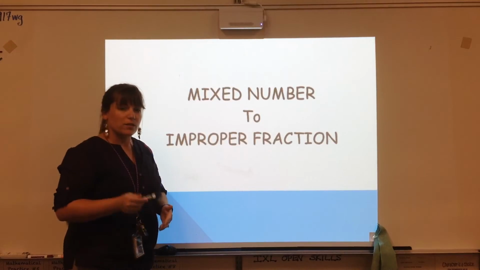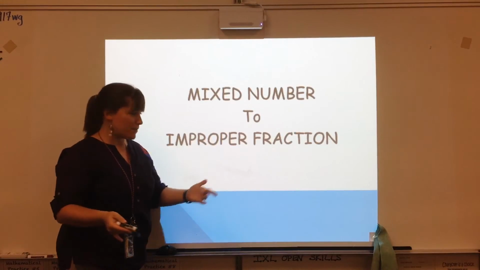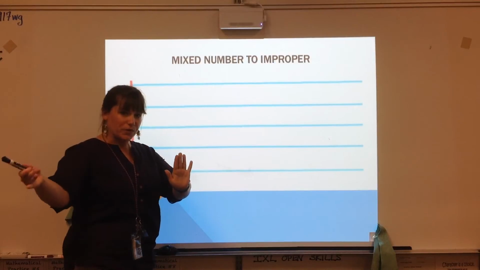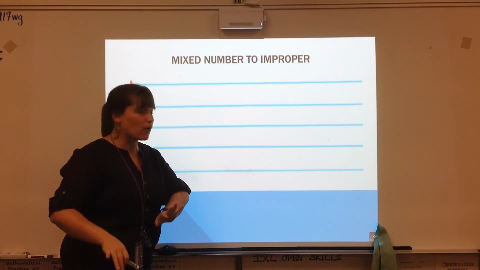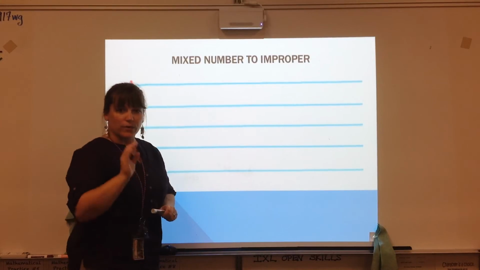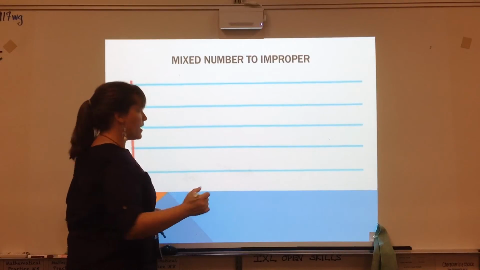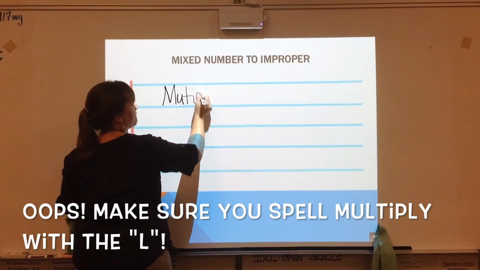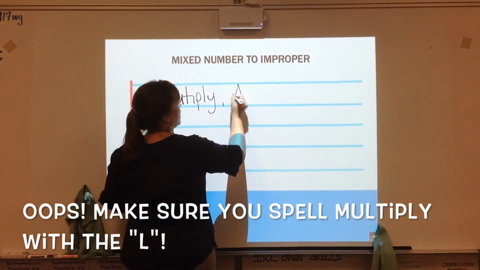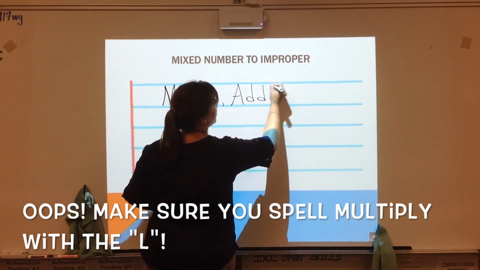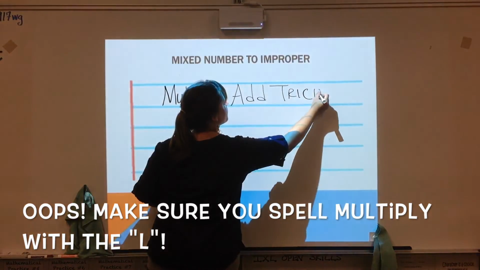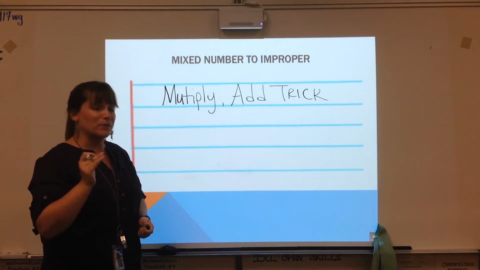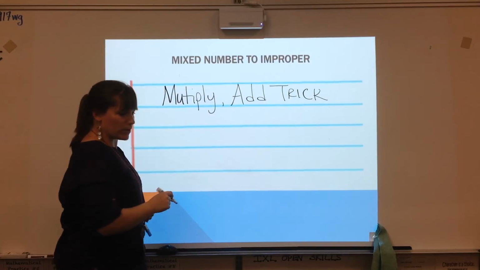Now I want to give you a trick for going from mixed number to improper fractions. So go ahead and open that second green door. We're on the bottom part now. When we were going from mixed number to improper fraction, we are going to try the multiply and then add trick. The multiply add trick is just that. We're going to multiply and then we're going to add. So let me show you what I mean.